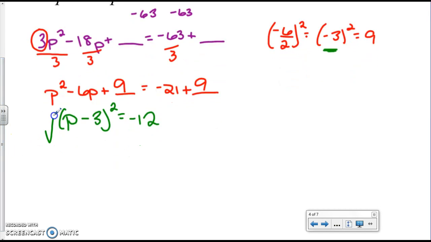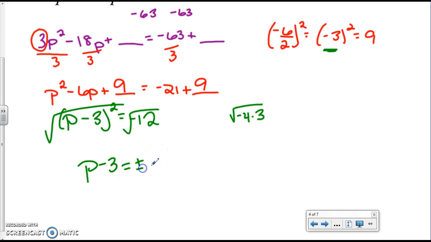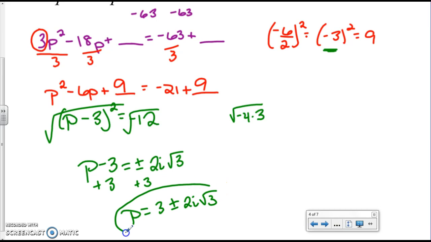Okay, so I'm going to take the square root of both sides. I do need to simplify this. So if you think back to simplifying radicals, negative 12 is the same as negative 4 times 3. So the square root of negative 4 is 2i, and then the 3 is going to stay inside the square root. And then our last step is to add 3 to both sides. And that would be your final answer.